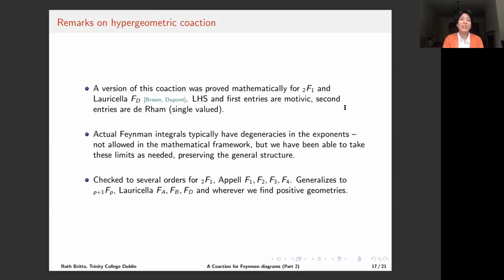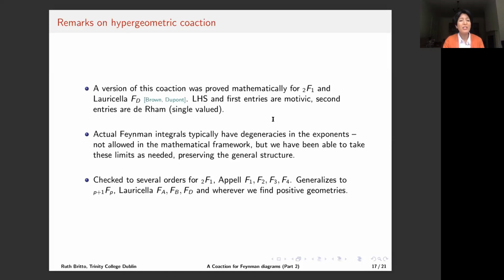Just a few remarks here. So a version of this hypergeometric coaction was proved mathematically for 2F1 and the whole Lauricella FD series, which includes 2F1. And that was, in fact, presented by Francis Brown at last year's Amplitudes conference. So strictly speaking, then the left-hand side, the original integral and the first entries are considered to be motivic objects. And the second entries, those ones with the different contours, are de Rham or single valued, which is why we take mod i pi when we check the equivalence.